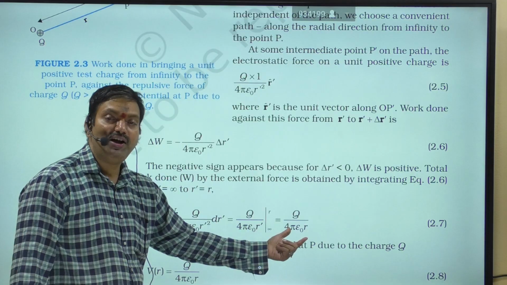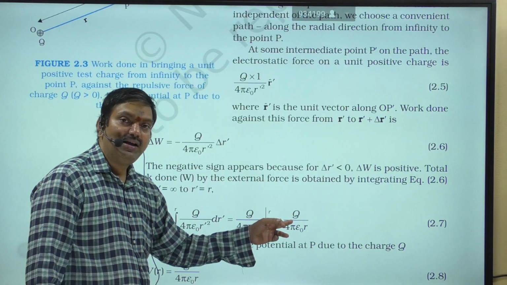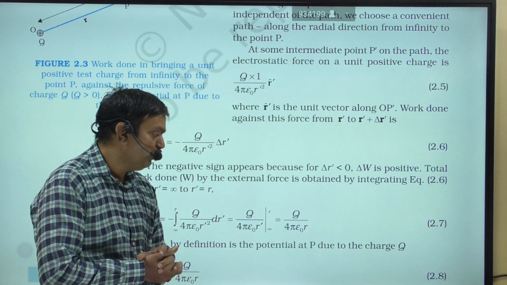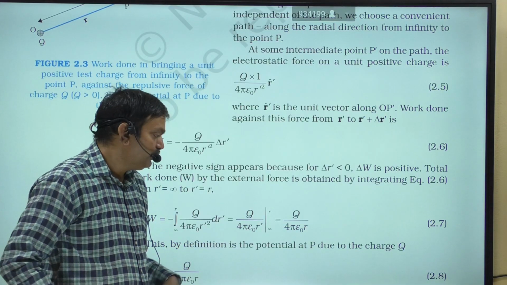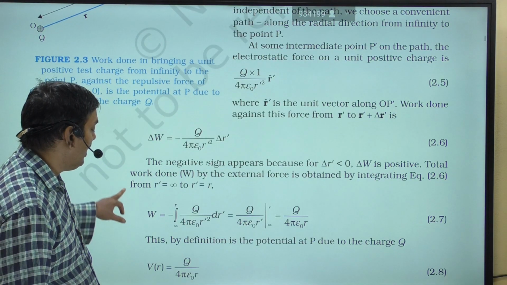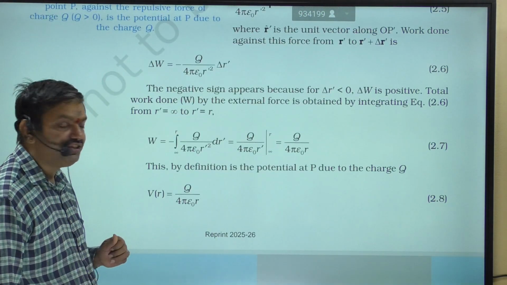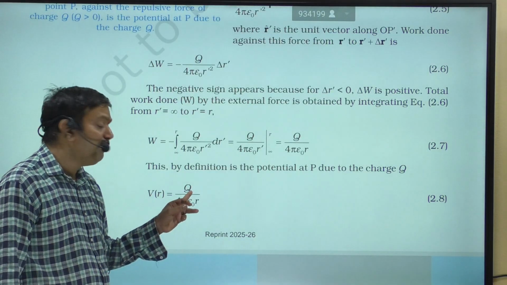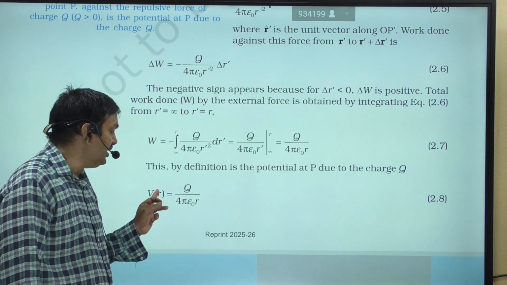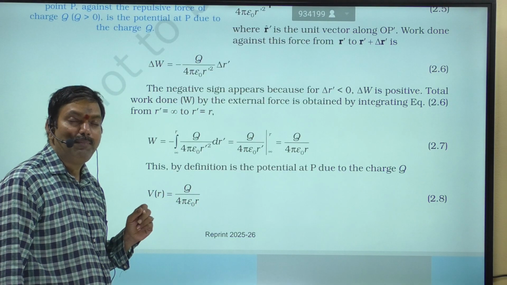So finally we get an expression that electric potential is nothing but q/4πε0r. So that is how we derive a relation for electric potential. Electric potential is basically a function of distance, given as q/4πε0r. If you observe carefully, potential is inversely proportional to r.